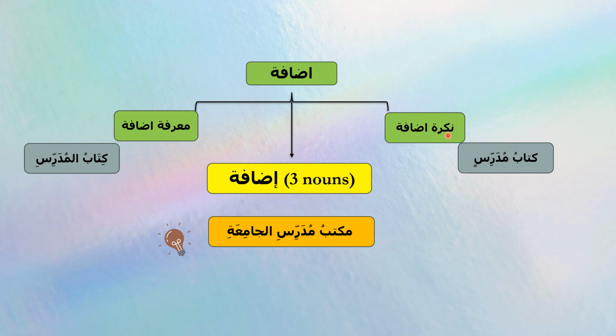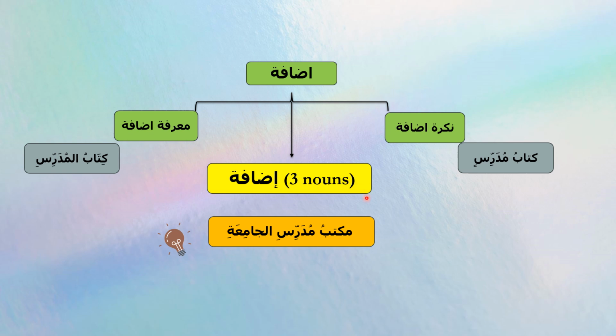We did two types of idafa, the nakira idafa and marifa idafa. An example of nakira idafa is kitabu mudarrisin. The moment you see the kasratain and no lam at-tarif, know that it is idafa, nakira idafa. And here's the same example with lam at-tarif and single kasra. So know that it is the marifa idafa. And idafa of three nouns.